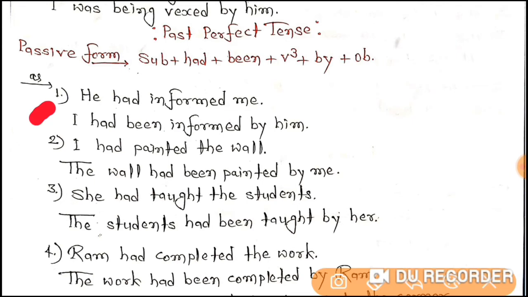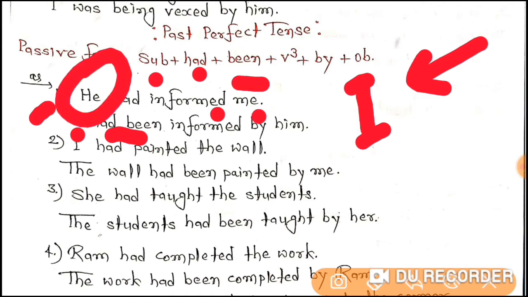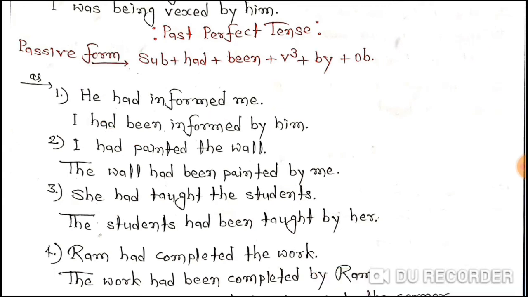He had informed me. Again here, informed whom? So me. So me will become the subject I. So in the passive voice, the subject has become I, and the first step you have done. The second step you have to do is what? Had. So I have done here had, and then been. The third step is what? Informed, and then by, and at last he will become him. So now your sentence is: I had been informed by him.